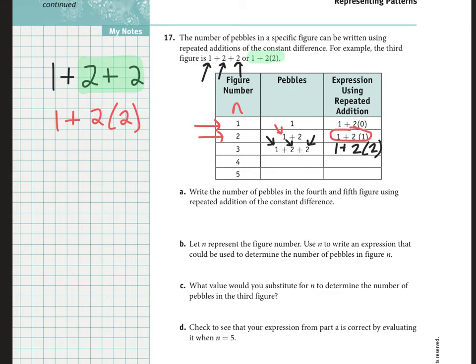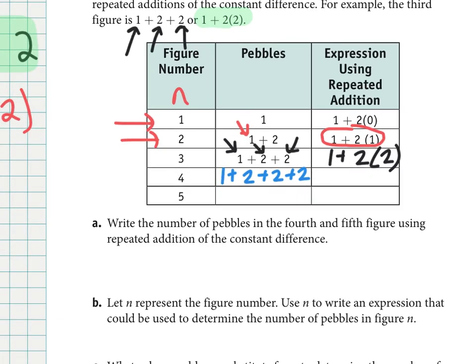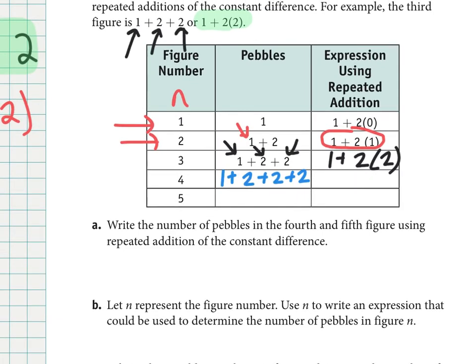Now in the fourth row, we would have the original 1 plus the 2 we added to get to the second row, plus the 2 to get to the third row, plus the 2 now to get to the fourth row. We could write that, let me zoom in and give myself some room here. We could write that as 1 plus 2 3 times. Okay, because we started with the 1 and we added 2 3 times.